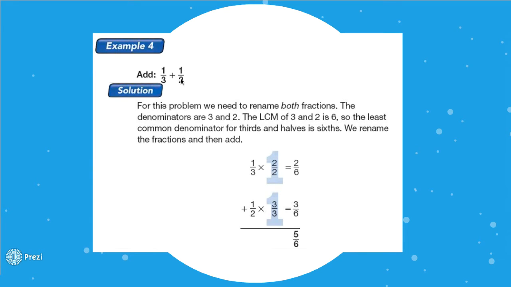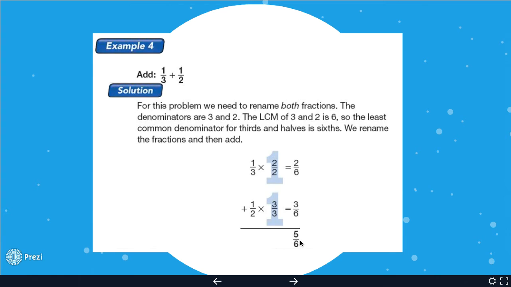Then I'm going to do this one, the 1/2, okay? When I do the 1/2, I need to figure out how do I get this to 6, which I times this 2 by 3 in order to get 6. See, that's what they have down here. So we do 3 over 3, and then we multiply. 1 times 3 equals 3, and then 2 times 3 equals 6. So now I can add these. 2 plus 3 equals 5, all right? And then we have our denominator of 6. Remember, when we add or subtract, we do not change the denominator. And that's what we have here, 5/6.